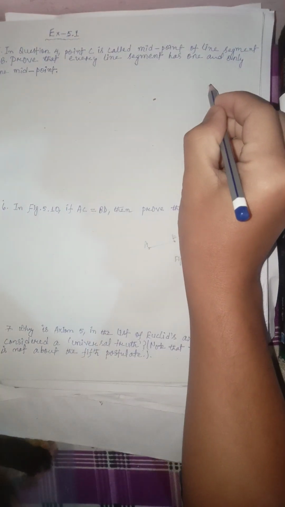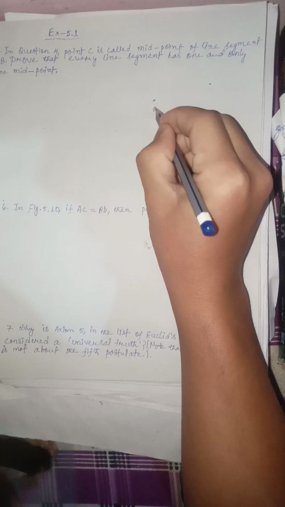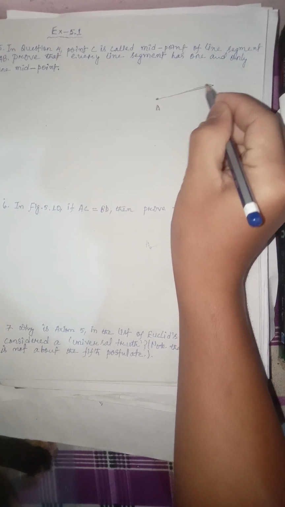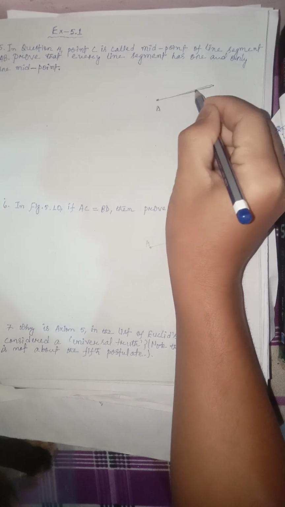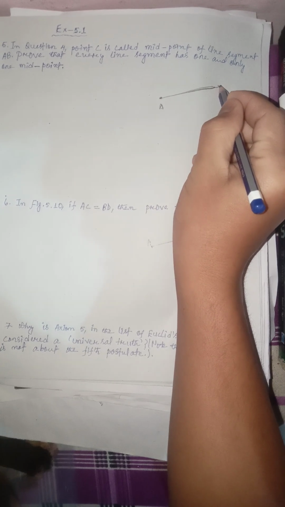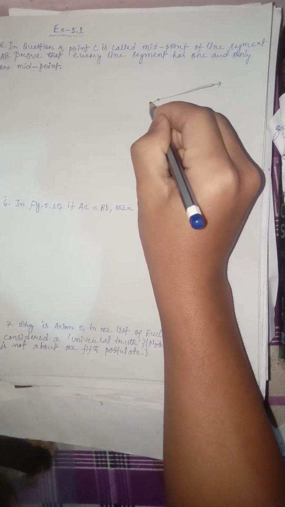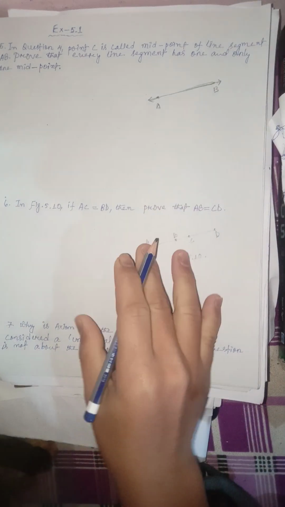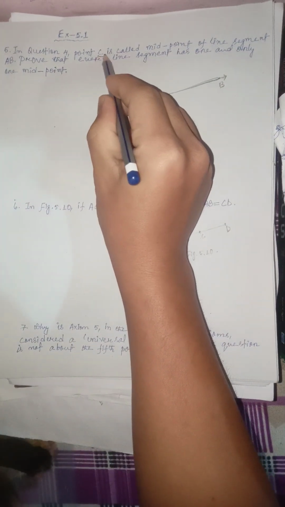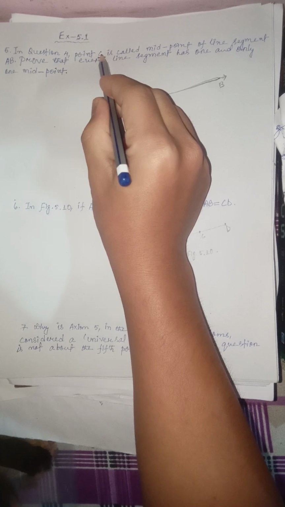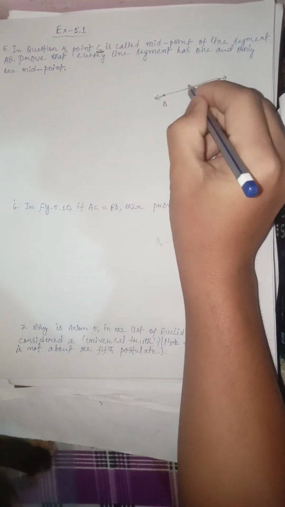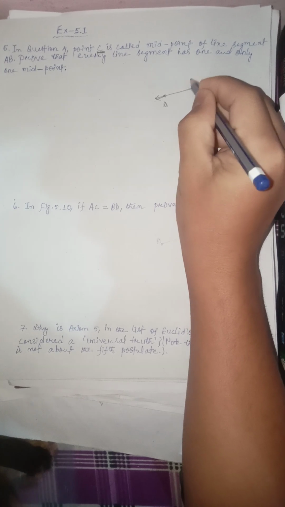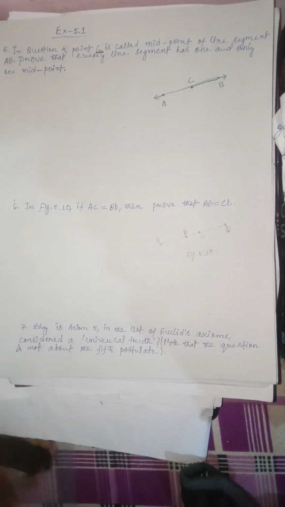Here, let me name it as this one, A. And let me join these 2 points. After joining these 2 points, we will get a line segment, right? And let us extend it even on this side and even on this side. And here it will be point B. And what is the question? It says that point C lies between these 2 points. Now let me assume this one as point C. This is point C.